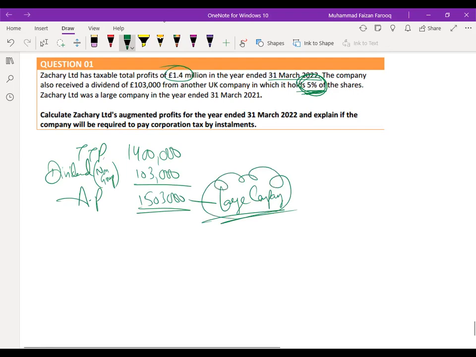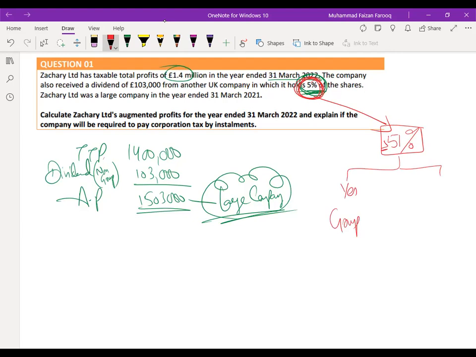That means a large company, right? Now my question is, if this percentage is 75, it will be a group of companies, right? But you need to remember one thing. The relevant percentage over here is 51%. If it is greater than or equal to 51, it's a group.